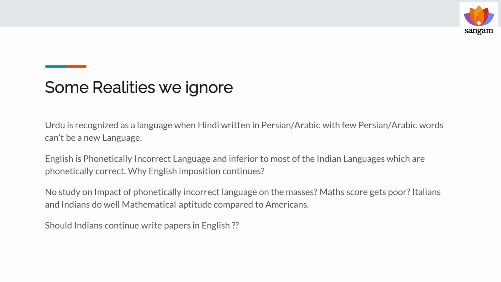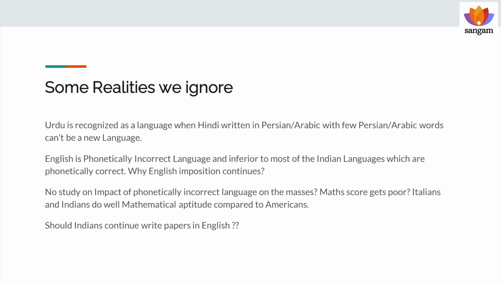Urdu is not a language, it's Hindi written in Persian Arabic script with few Persian Arabic words. Stop calling it a language. Any value that we give to Urdu as a language is a dishonesty that we are doing towards ourselves, towards the logic, the mathematics, the basic things. Stop recognizing Urdu as a language. That should be the first step for any individual, any institution, any person who wants to be on the side of the facts or the truth.